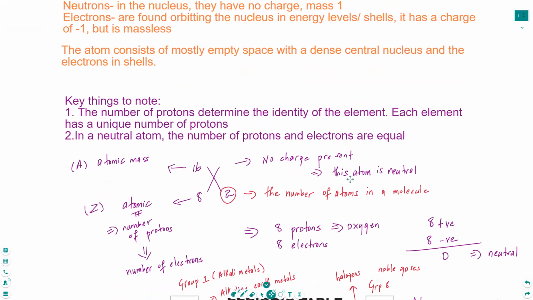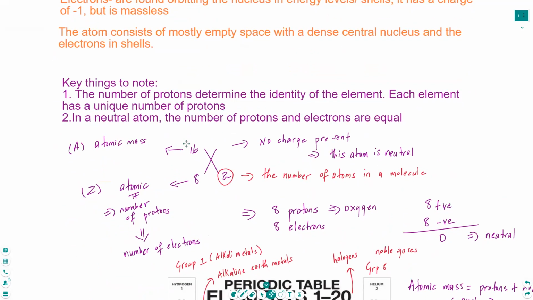And then we went on to look at the notation of our elements. So we said if we have a number to the top left-hand corner, that's the atomic mass, which is the combination of protons and neutrons. To the bottom left-hand corner, that's the atomic number, which is the number of protons, and it also tells you the number of electrons if it is neutral. We said to the top right-hand corner would have been the charge. If there is no charge present, you assume this is neutral. And then this number to the bottom right-hand corner would be the number of atoms in a molecule.